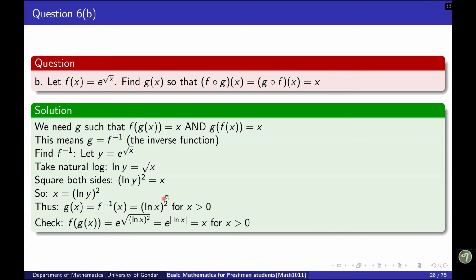Now just to check whether this is exactly the expression for g of x or not, we need f of g of x, the composite of f and g, to be x. So f of g of x is equal to e to the power of the square root of (ln x) squared. The square can be cancelled by the root and becomes the absolute value of ln x. Because x is greater than 1 here, e to the power of ln x could be x for every x greater than 0. So it is perfectly the function that we need.